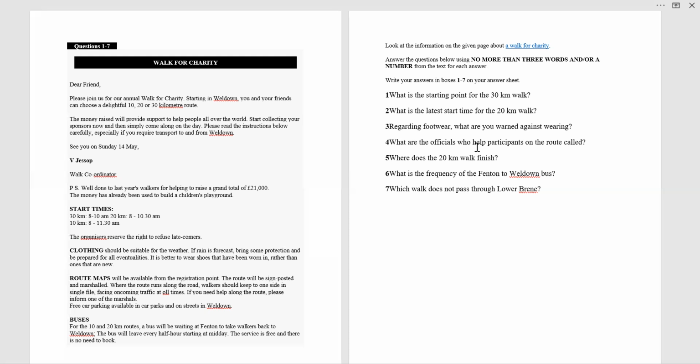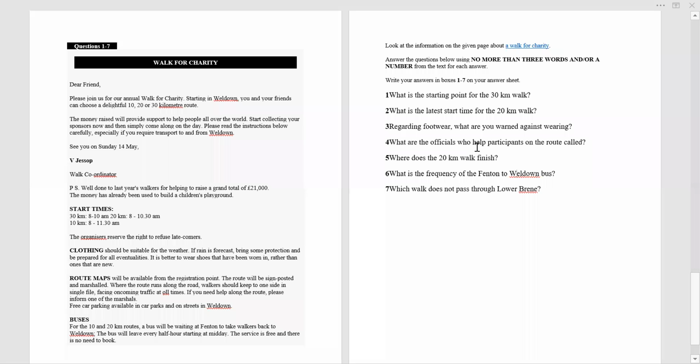The fifth one is not about time. It says, where does the 20-kilometer walk finish? No, fourth is not right, Aman. And sixth one is right, Kimberly. Okay, so the answer is here. That's very clear. What is the starting point for the 30-kilometer walk? All the walks are starting from Welldown. So spellings need to be correct.